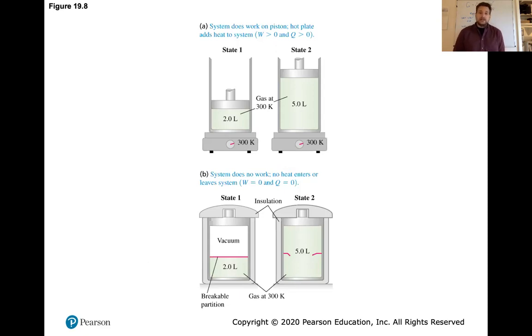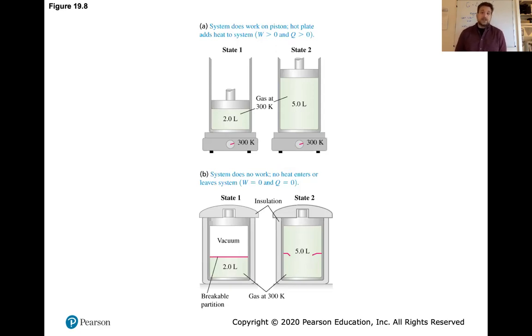In figure A, the system is doing work on the piston, and there is a temperature maintenance. We're adding heat from that hot plate that we're sitting on, maintaining the temperature at 300 Kelvin. The heat transferring in, if we're maintaining the temperature, cannot go to changing the internal energy. It has to go towards the system doing work, pushing the piston up.